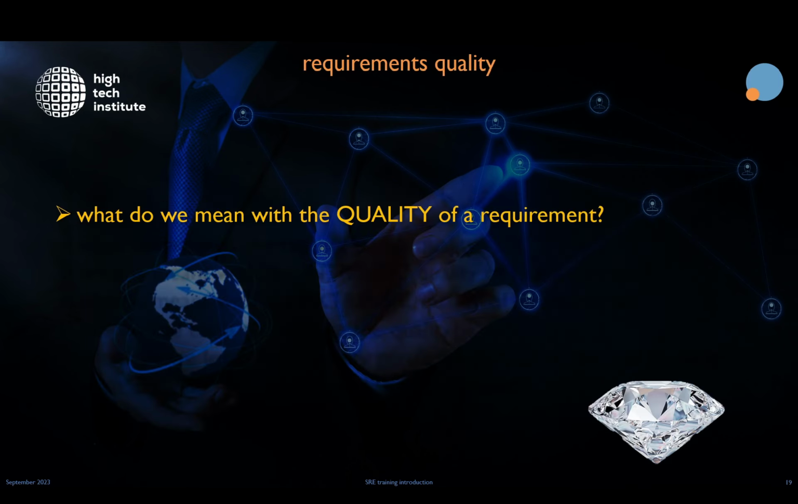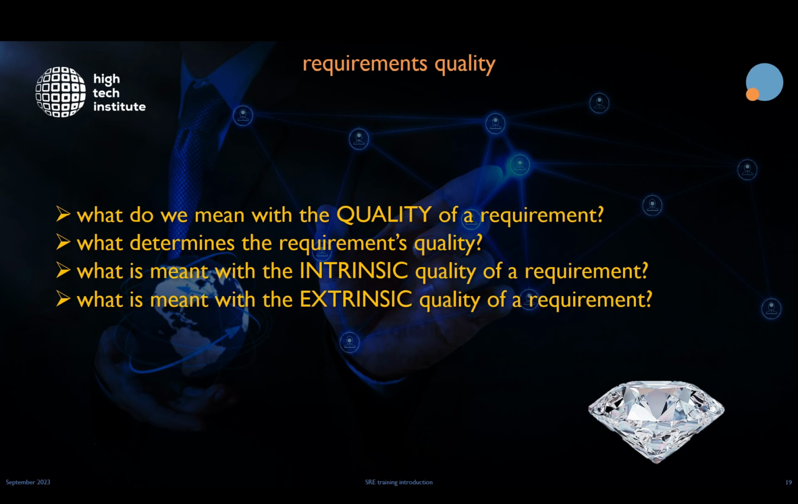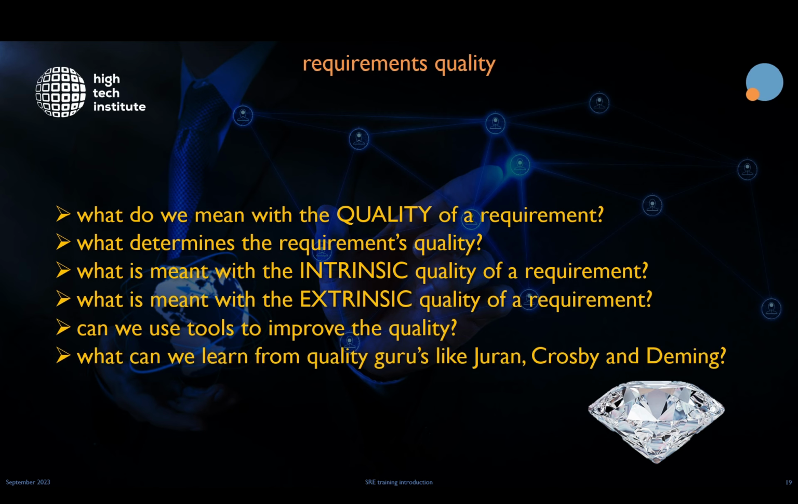When we look at requirements quality, we will answer the following questions, amongst others, of course. So what exactly is it that we mean with the quality of a requirement? What determines the quality of a requirement? Is there a difference between the intrinsic and the extrinsic quality of a requirement? Are there any tools that can help us? And perhaps we can learn from the past, from people like Joseph Juran, Philip Crosby and Edwards Deming. And of course, during the training, we will have lots of time to discuss your ideas on quality of requirements, where you think that we can improve on that.